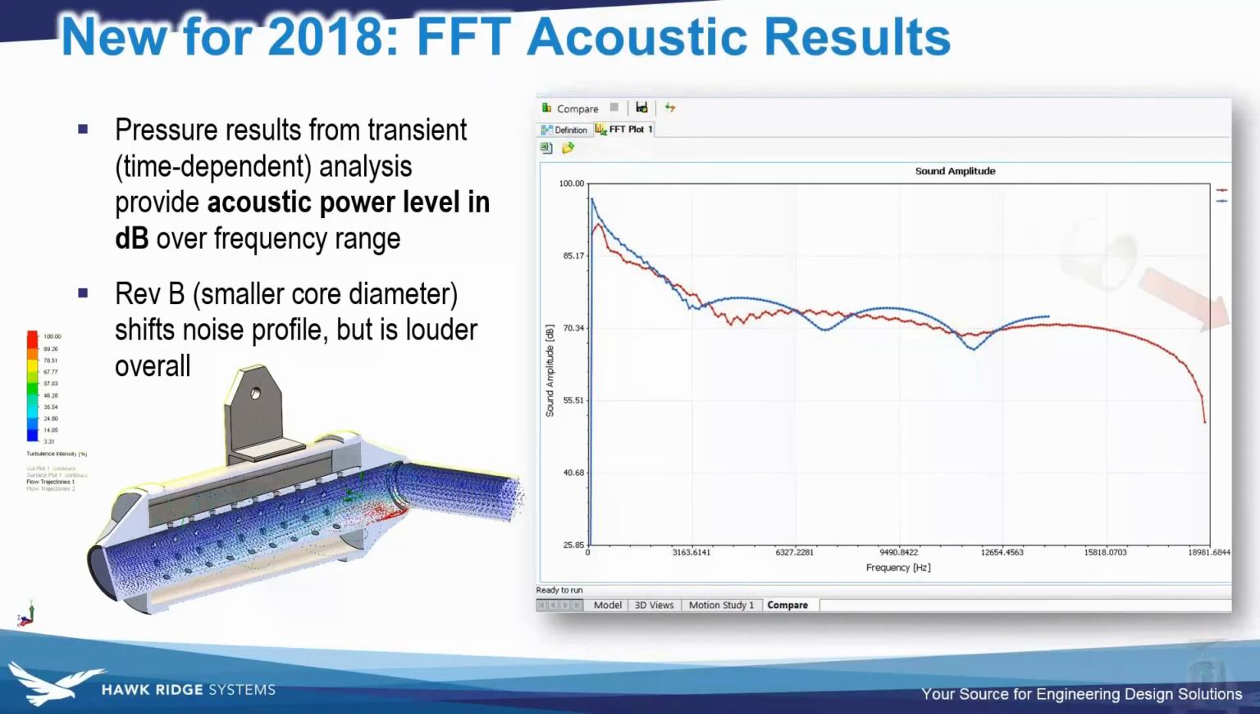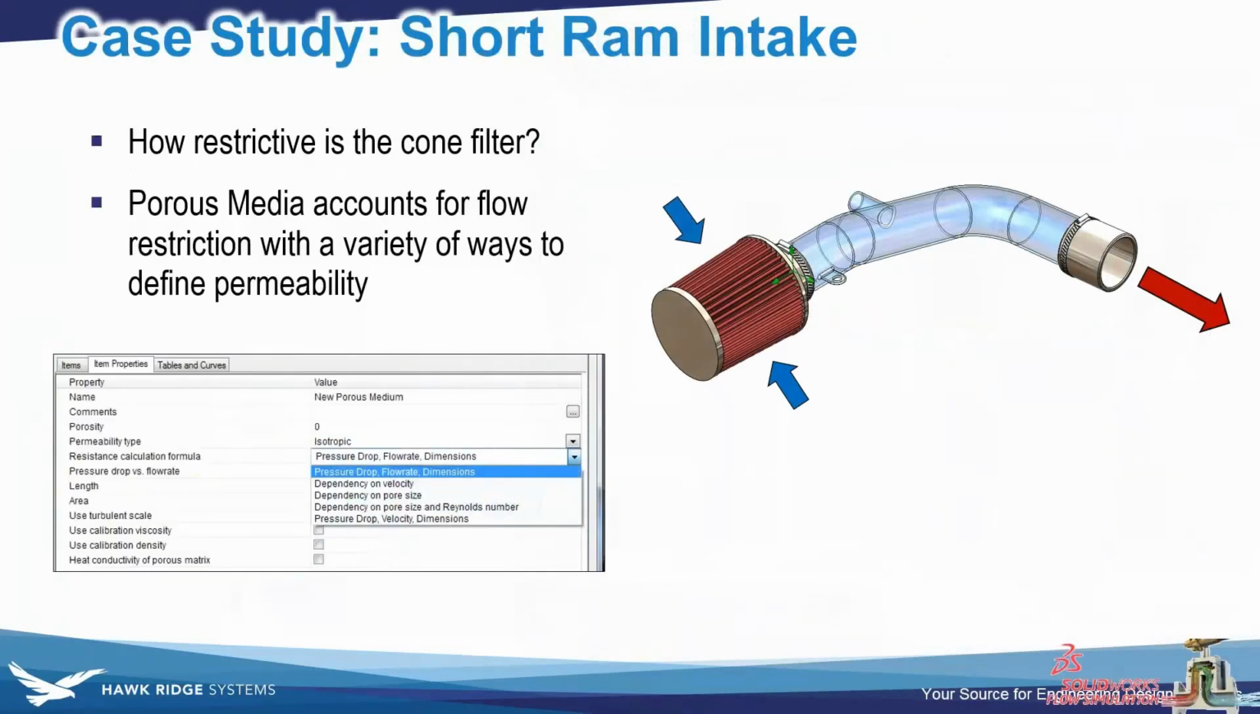Let's look at one more case study. Here's a short ram intake, something you probably would see more often in an automotive application. Of course, the point of a short ram intake would be to increase the amount of airflow you can get into your engine, particularly in a naturally aspirated engine. And so one of the key things to look at might be how restricted the filter is, the cone filter itself. And so we can account for that with the porous media functionality in Flow Simulation.